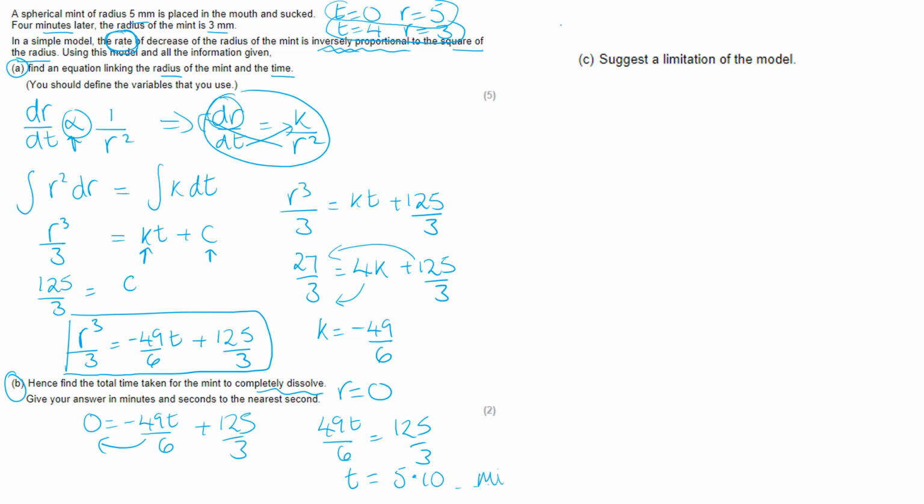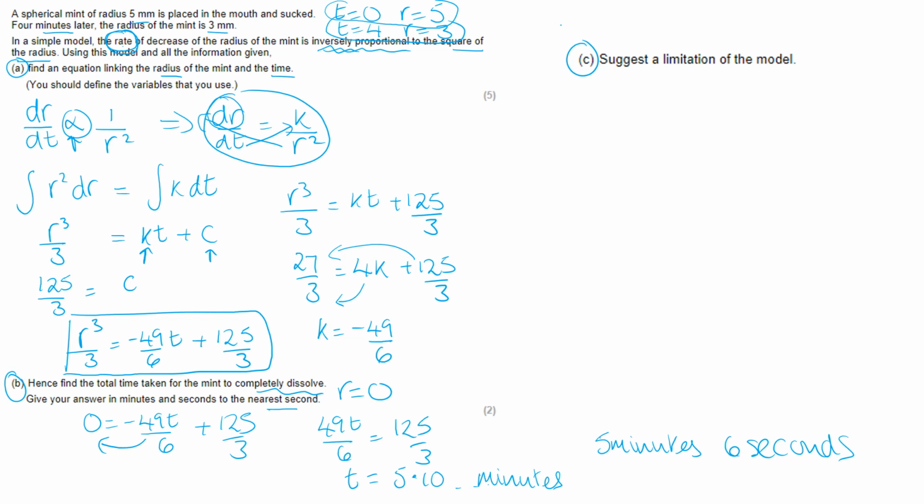minutes. We're in minutes. So what does it say? To the nearest second. So the 0.10 of a minute, we'll have to transfer that into seconds. So 0.1 of a minute is going to be 6 seconds. So this is 5 minutes and 6 seconds.